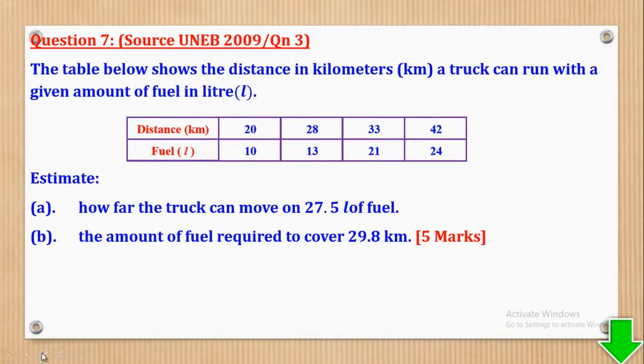Then part B, estimate the amount of fuel required to cover 29.8 kilometers. Now 29.8 is between 28 and 33, therefore we are going to extract out these values, and in between them we shall add a column whose value for distance is equal to 29.8.